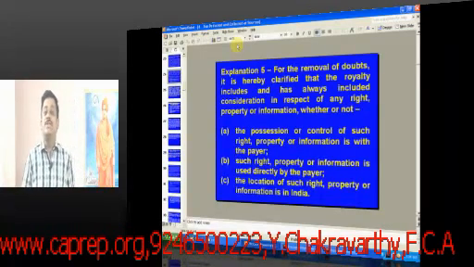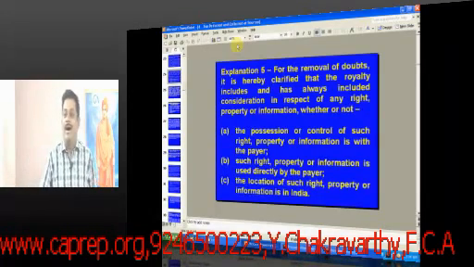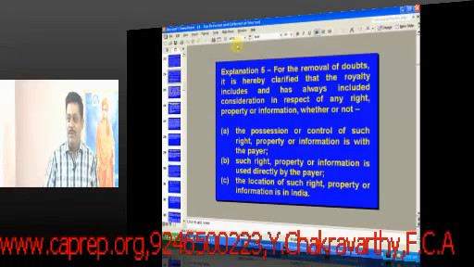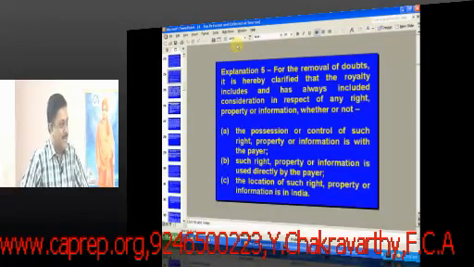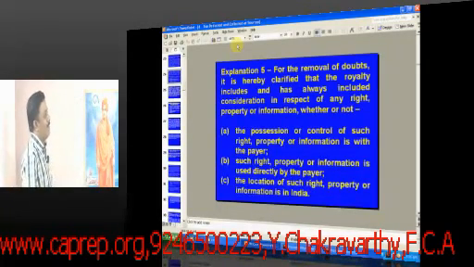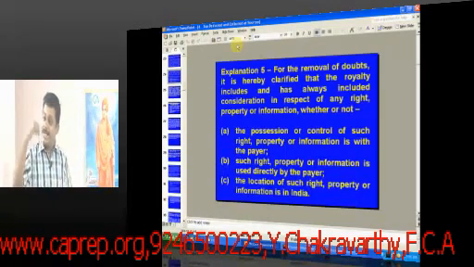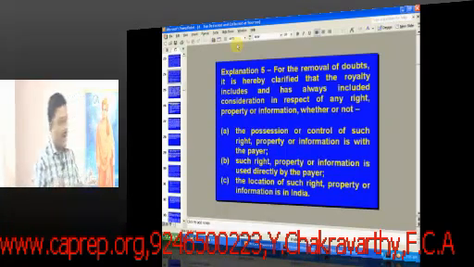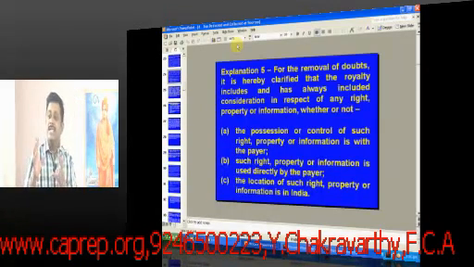So, if somebody calls for your explanation tomorrow, don't get annoyed or disappointed. You are giving explanation for removing the doubts in the other person's mind. So, for removal of the doubts, it is hereby clarified that royalty includes and has always included consideration in respect of any right or property or information, whether or not the possession or control of such right or property or information is with the payer.